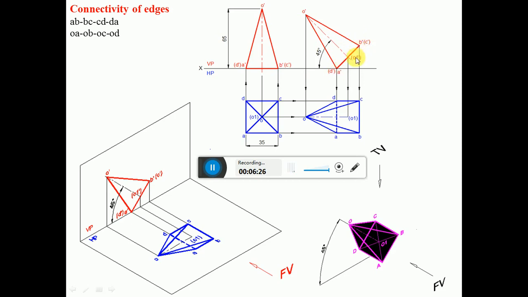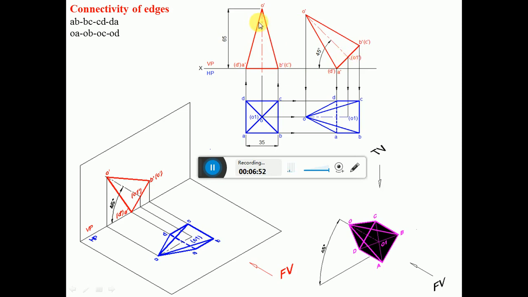Here, using the protractor, draw a line which is inclined at 45 degrees to the XY line. Measure the length from A dash to B dash. From A dash, mark that point here using the compass and name it B dash C dash. Measure the length from A dash to O1 dash and mark that point here.